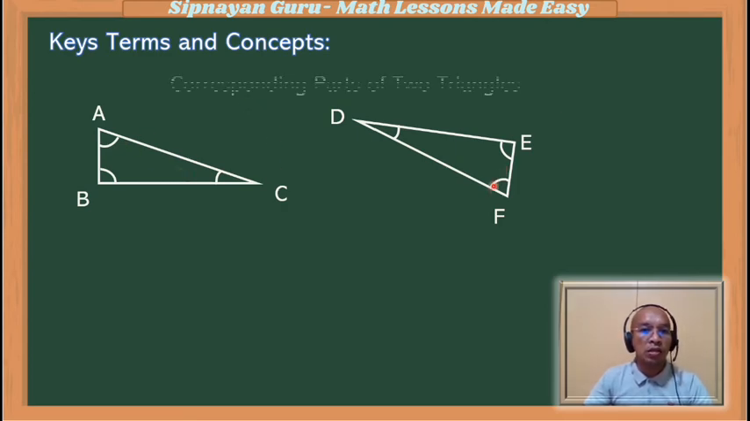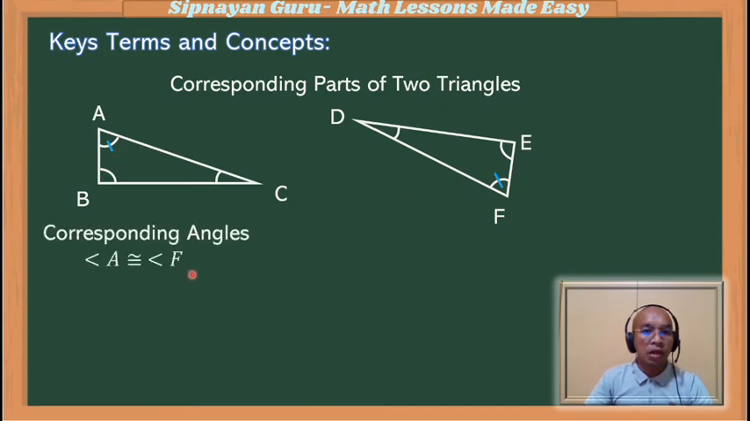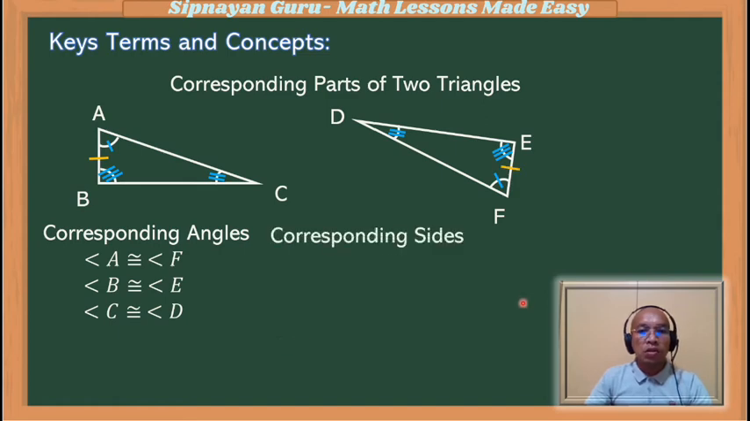Considering these two triangles, the corresponding parts: angle A corresponds to angle F and they are congruent. Angle B corresponds to angle E and angle C corresponds to angle D. And all these corresponding angles are congruent. Now let's take the corresponding sides. Side AB is congruent to side EF. Then side AC is congruent to side DF. Side BC is congruent to side DE.